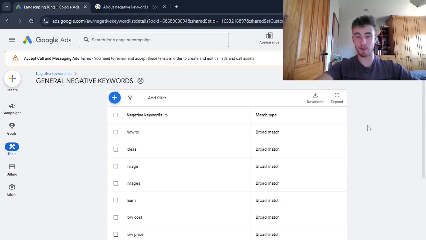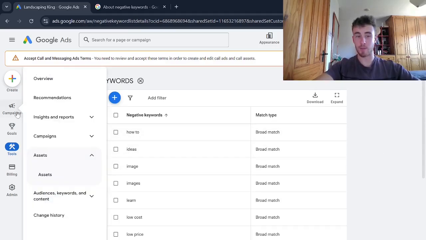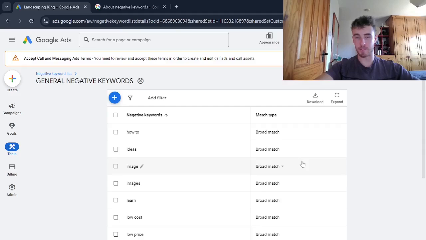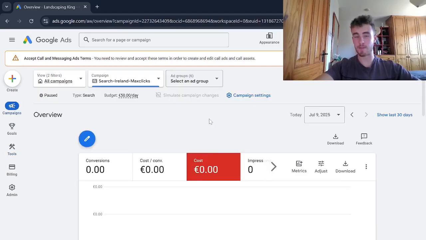Once you have all of those added to your campaign, you're going to massively reduce the amount of irrelevant search terms that you appear for inside your search terms report. And usually when you do have to add negatives from your search terms report, it's going to be exact match negatives that you add directly from there. But these are examples of the keywords that you would add as negatives in advance before the campaign goes live. So hopefully this video gave you some clarity on what to do about adding negatives before launching a brand new Google Ads campaign.